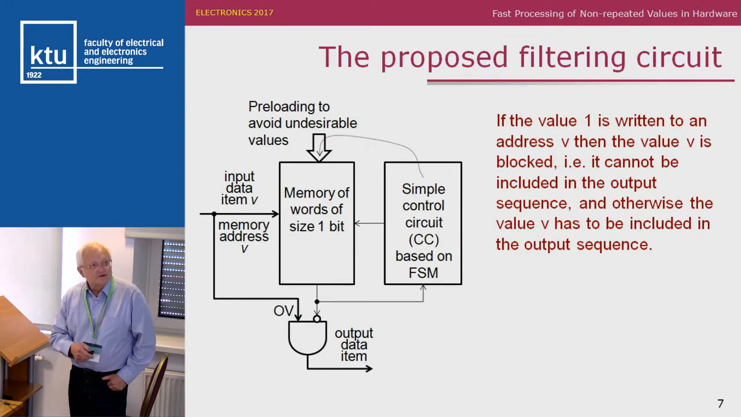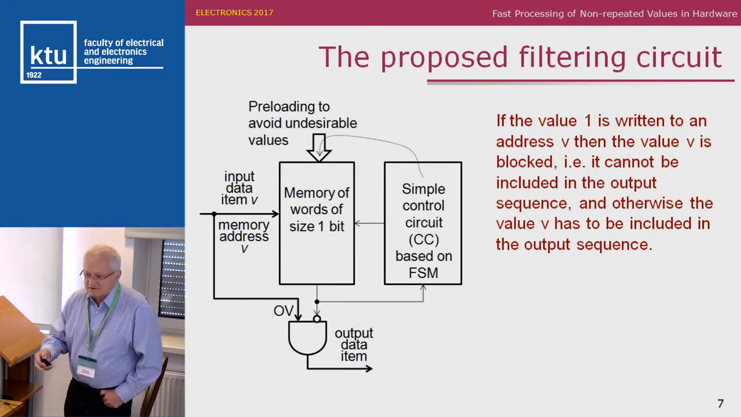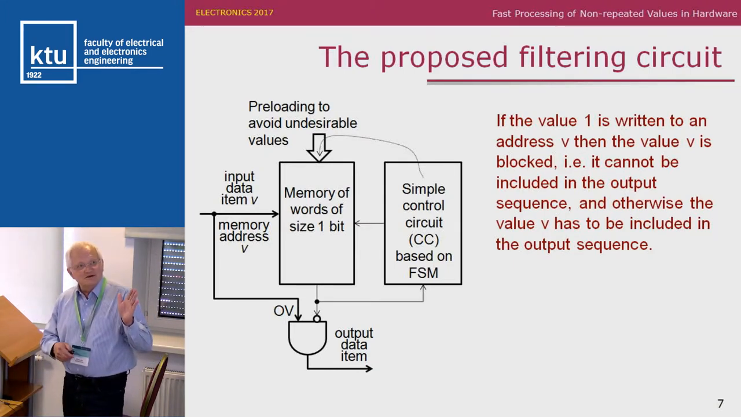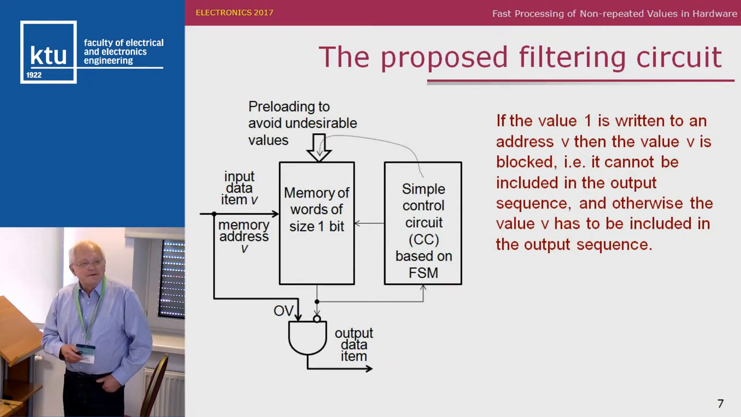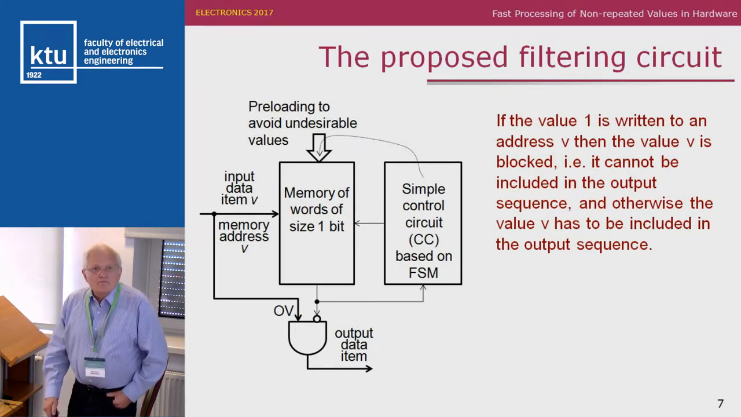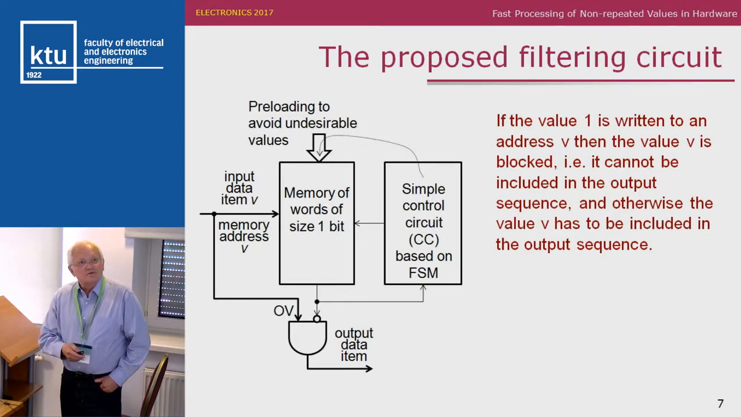If the next one is coming, and if it's repeated data, then one is already written here. It means that this input data should be blocked. Here is a simple control circuit, because we have to make preloading to avoid undesirable values, but it's done only one time in the beginning of the process. You see? If it should be blocked, it is blocked. If it shouldn't be blocked, then it goes to the output. We call it the filtering circuit.